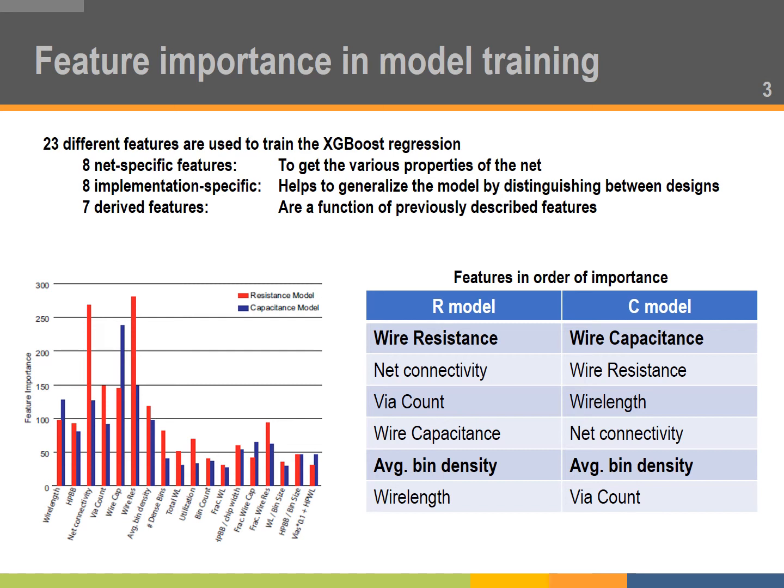And by training our model, we see that only 5 or 6 features are the most important, and most of these are net specific features, as we expect, because the implementation specific features are only useful in a very few cases where we have to differentiate the netlists.